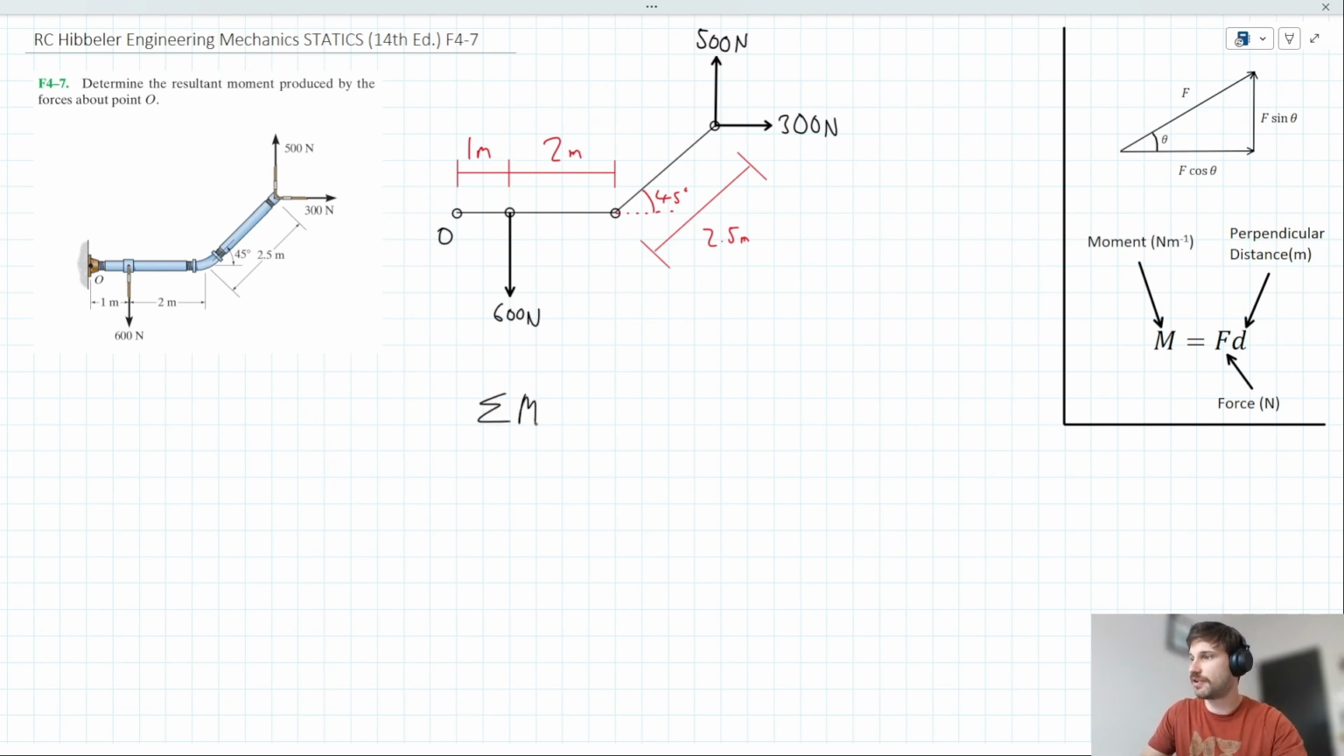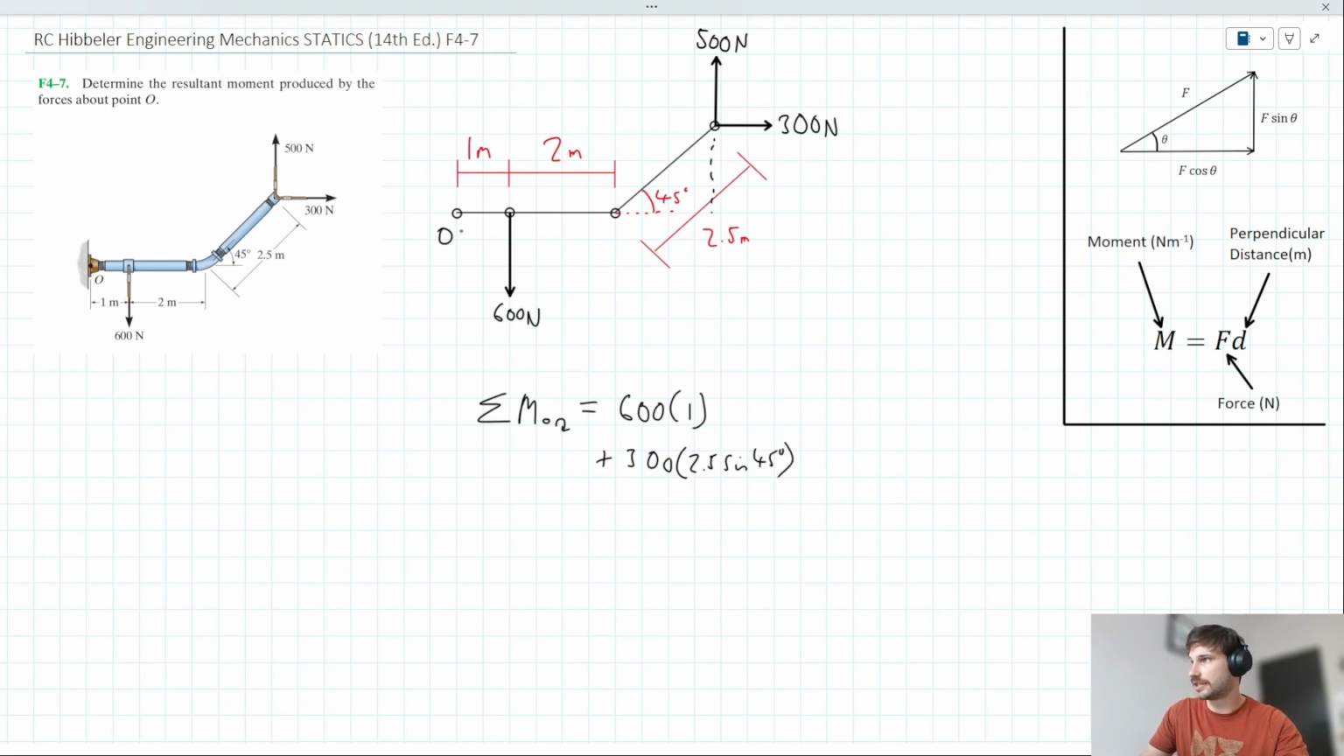So we can say that the sum of moments about point O acting clockwise here is equal to, okay, so let's start by considering clockwise moments. This 600 Newton force here will enact a clockwise moment, so that would be 600 times 1, right, since we have a perpendicular distance of 1 here. And this 300 Newton force here will also enact a clockwise moment. The perpendicular distance is going to be the vertical component of this length here. So we can say plus 300 times 2.5 sine 45.